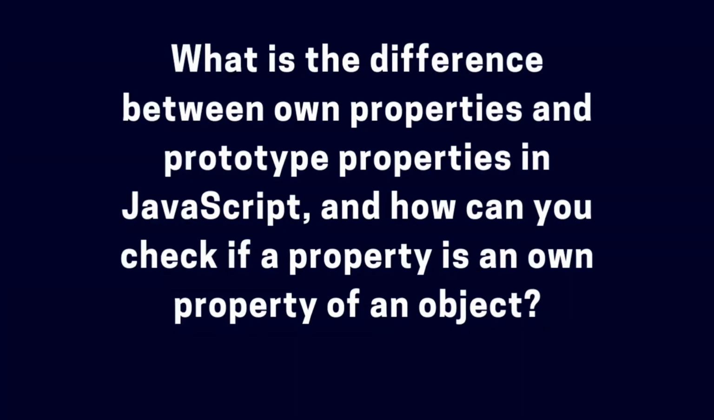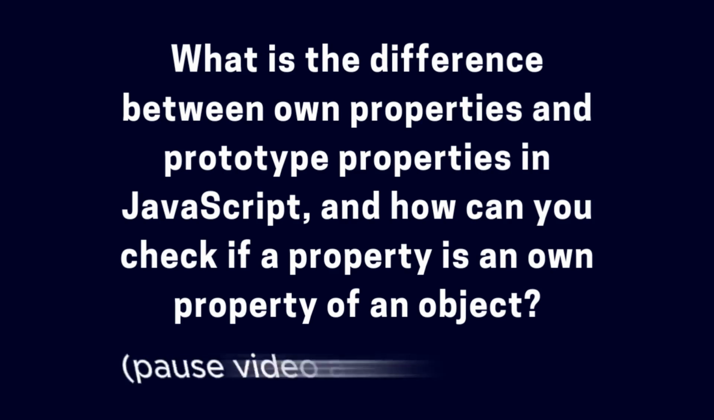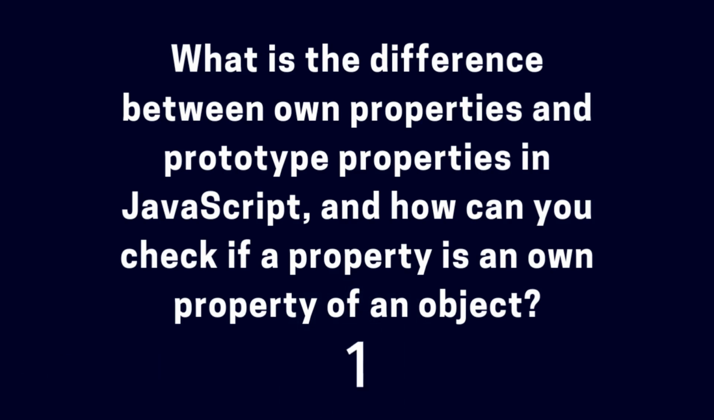What is the difference between own properties and prototype properties in JavaScript? And how can you check if a property is an own property of an object? In JavaScript, own properties are those defined directly on an object, while prototype properties are inherited from the object's prototype. To check if a property is an own property of an object, you can use the hasOwnProperty method. If this returns true, the property is an own property. If it returns false, the property is inherited from the prototype, or from its parent.